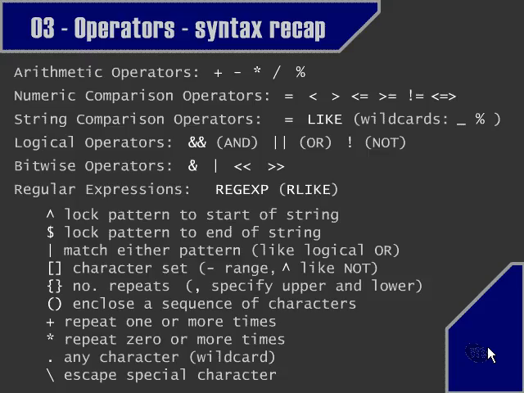That's the end of this chapter, and I hope that if there's anything in the syntax recap that you don't understand, that you go back and look at the movies where the meanings of all these operators are explained. Once again, with the exception of the bitwise operators, which is not really necessary to understand for normal database management.